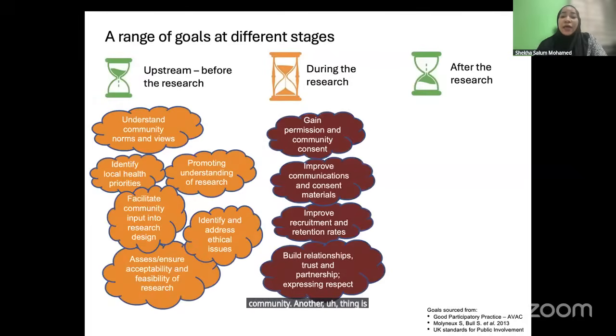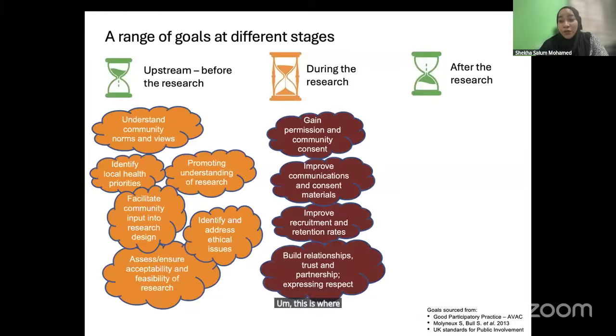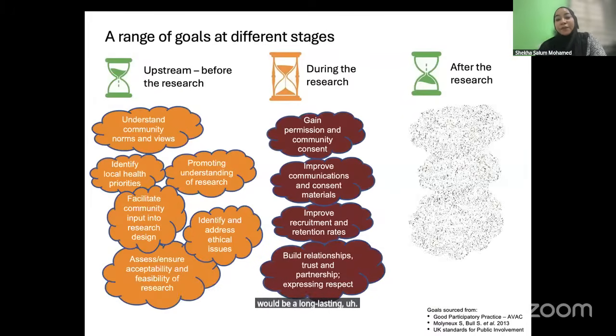During the research, here is where we aim to gain the permission of the community and consent. This is where we apply for ethical clearance. This is where we improve the communication between the researcher and the community, and also improve the recruitment and retention rate. During the research, this is also where we improve the relationship, trust and partnership between the researchers and the community, which would be a long-lasting relationship.